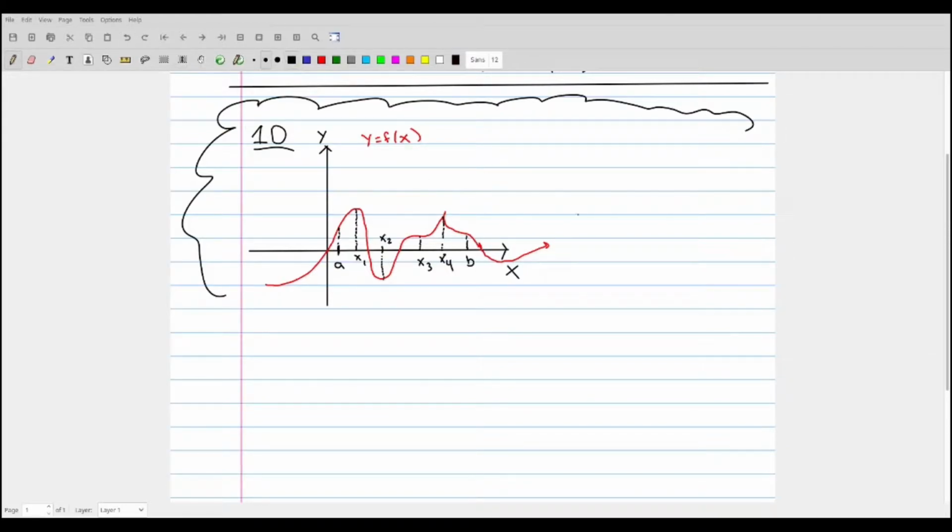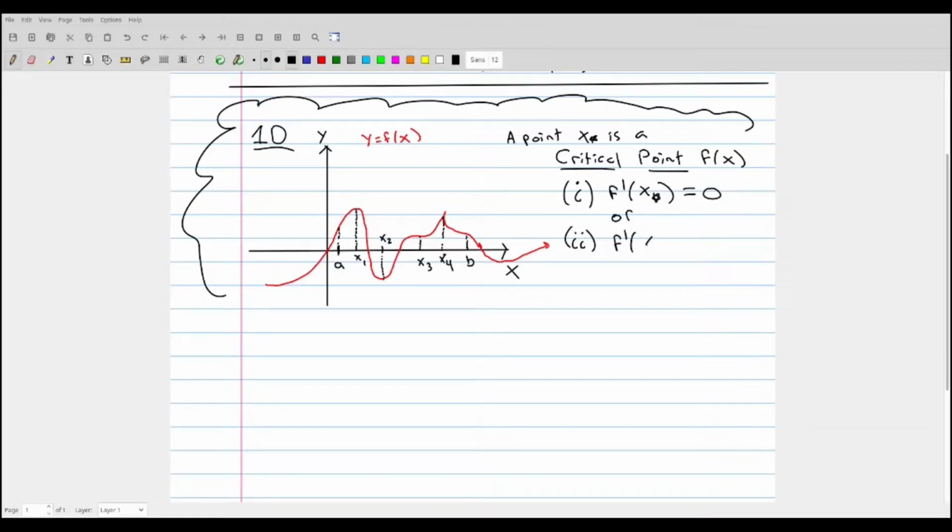At each one of these points on this interval, we'll say a point x star is a critical point of a function f of x in 1D if either the derivative at x star, the rate of change of the function f at x star, is equal to 0, or the derivative at x star does not exist, which we'll abbreviate as DNE for short.